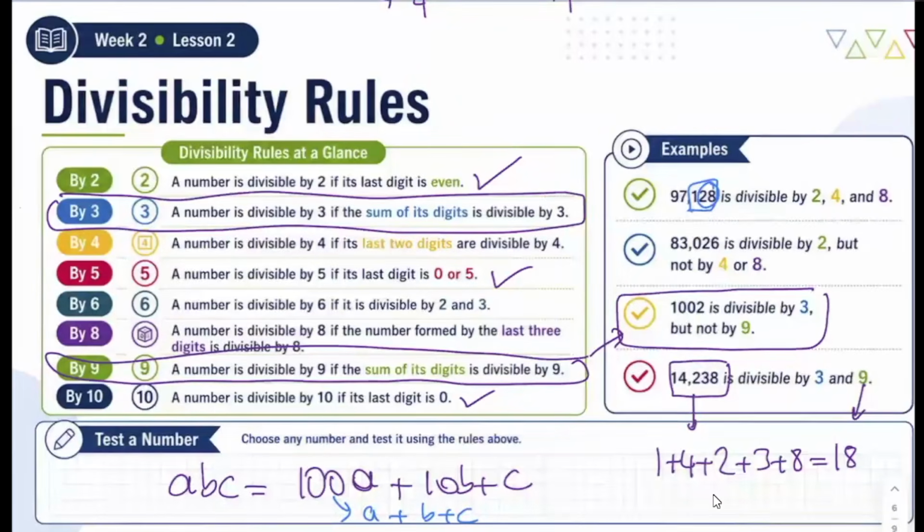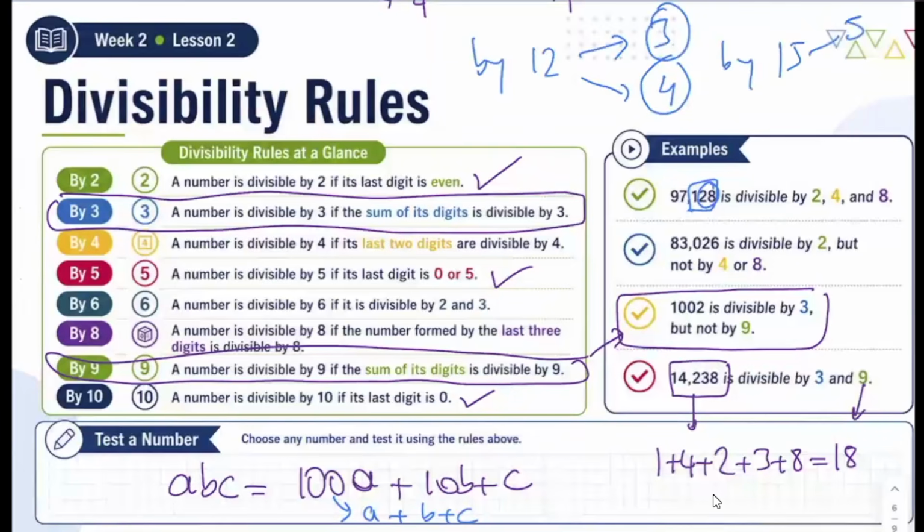What about divisible by 12? You could do that with 3 and 4, right? We check 3 and 4. Divisible by 15, we check 5 and 3. Okay, great. That is good.